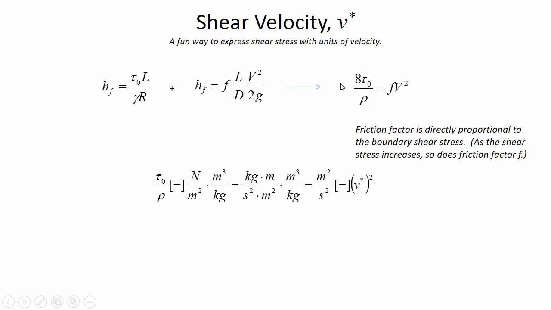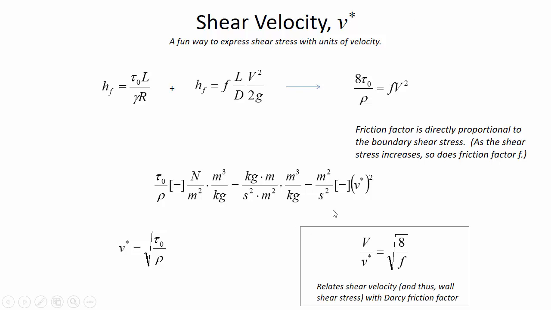And so someone got the bright idea, wow, that's pretty close to meters per second, which is a velocity. So if we took the square root of that side of the equation, we could call it shear stress, we could call it shear velocity, and it would have units of meters per second.